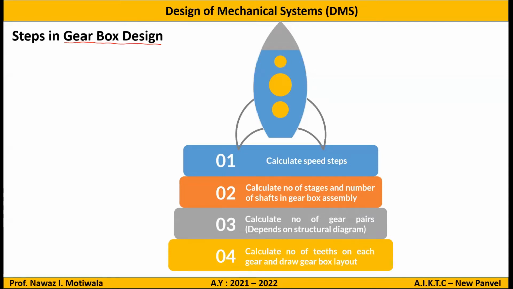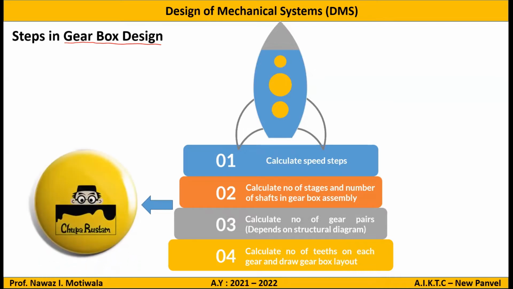So the steps which you can see on the screen, 1, 2, 3, 4, are very generalized steps. As I already told, this design of gearbox which I am showing you on the screen is just a bird's eye view. You only see these 4 steps if you see from the top. But if you go into the details, as you come nearer to the gearbox design, there is something hidden here, and that hidden is Chupa Rustam.